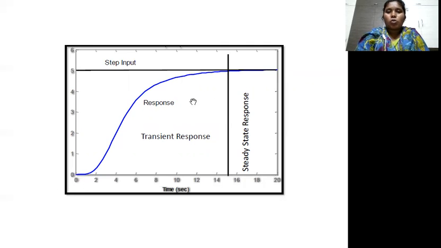So it increases slowly up to a particular value, up to 15 seconds. After 15 seconds only, the output remains constant. So before 15 seconds, that means from 0 to 15 seconds, I can say it is the transient response state. And from 15 seconds to 20 seconds, I can say it is the steady state response state, right? So this is the difference between transient response and steady state response. In the transient response, the output is not constant, but in the steady state response we are achieving the final output. That is the basic difference between transient response and steady state response.